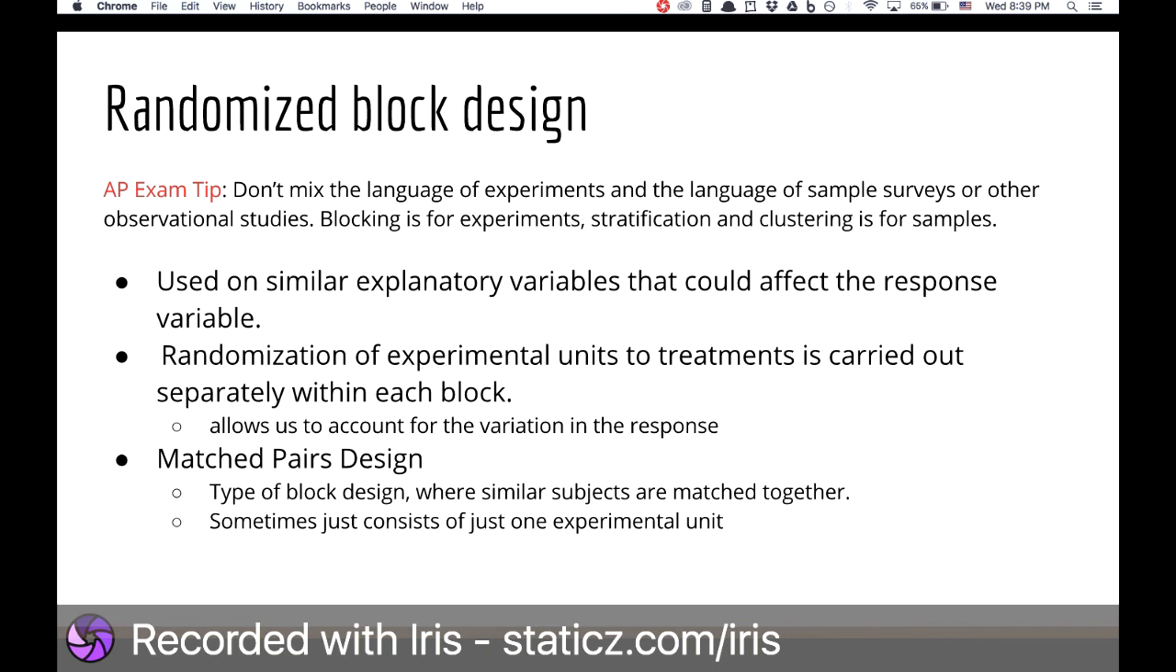A type of block design is the matched pairs design, in which similar subjects are matched together and treated to different treatments. Sometimes this can consist of just one experimental unit that is subjected to both treatments.